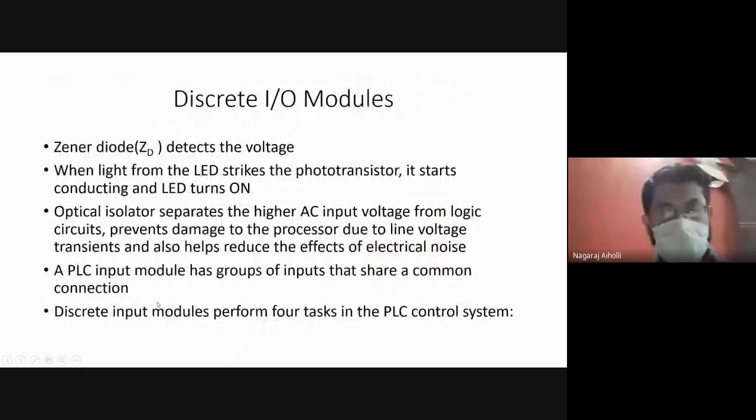Discrete input modules perform 4 tasks in the PLC control system. So what are these 4 tasks, students, performed by the discrete input modules? Can you tell me? What are the functions performed by the discrete input modules in the PLC control system? What is the first function it performs? Yes, first function. Just now we discussed all this, is it not?